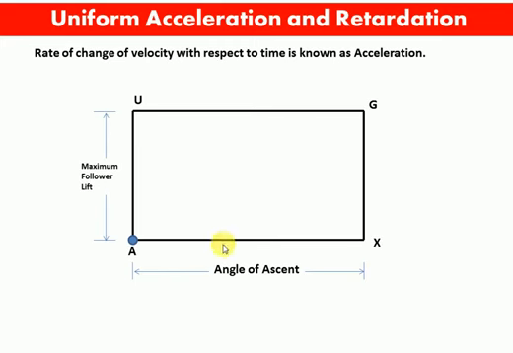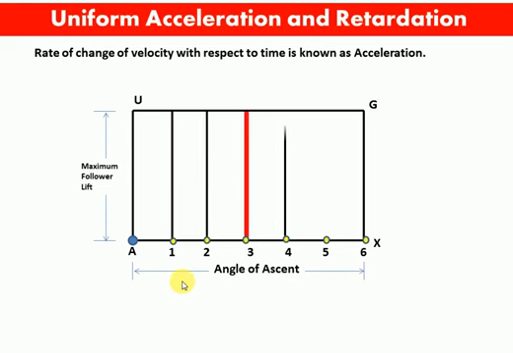Similarly, divide this AX, that is the angle of ascent shown on the x-axis, into an equal number of even parts. Here also we'll divide it into 6 equal parts, say 1, 2, 3, 4, 5 and 6. Draw a vertical line from points 1, 2, 3, 4, 5 and 6. We have purposely taken the center line, that is line 3, as a separate identification with red color.